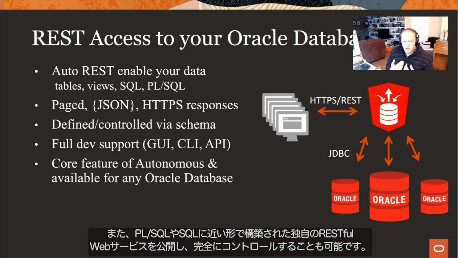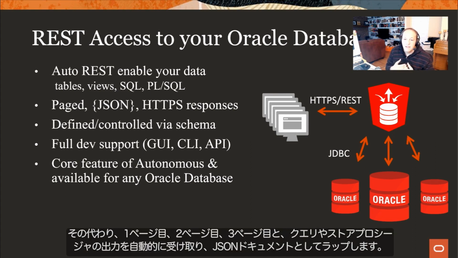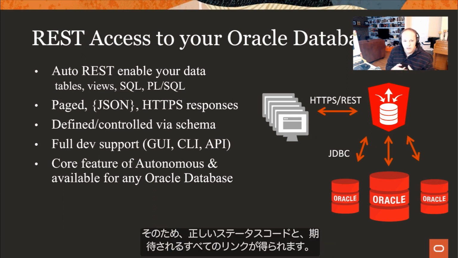Or you can remain in complete control and publish your own RESTful web services that are built on your PL SQL and your SQL. The responses that Words provides take care of things like paging results, so you don't overwhelm your web client with a million rows. Instead, you get page 1, page 2, page 3. We automatically take the output of your queries and your stored procedures and wrap them in JSON documents, and we provide proper HTTP responses, so you get the right status codes, you get all the links you would expect.